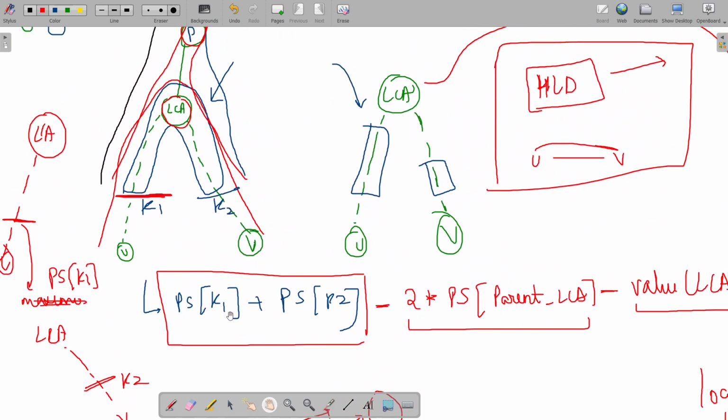So this is how you can identify this value and this value. Basically, just from U to LCA, you know how many nodes are there, and you divide that into powers of 2. And then for all those segments, you have already made a DP array which stores the maximum prefix sum. So this is how you will solve this portion in order log n time.